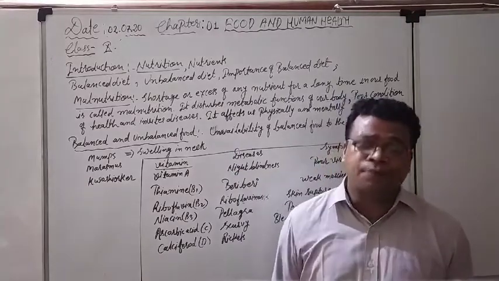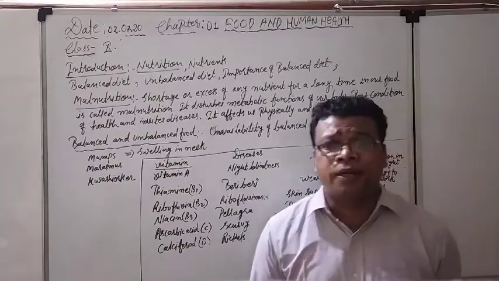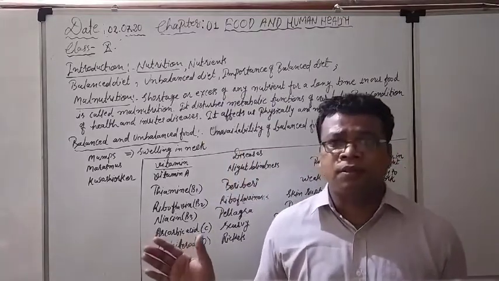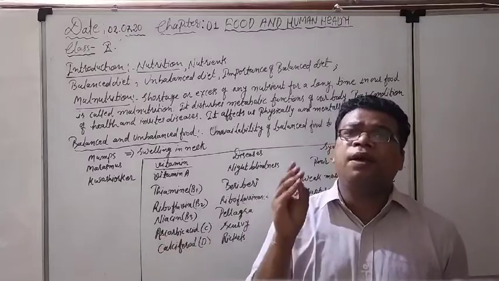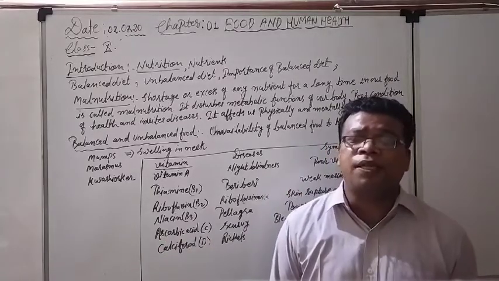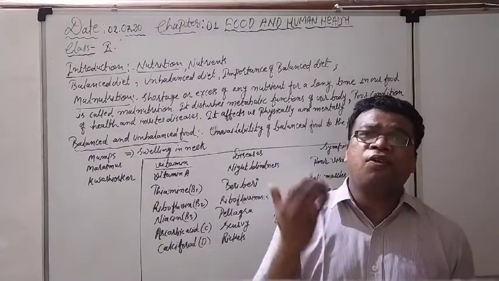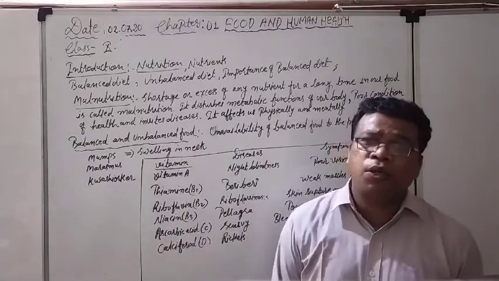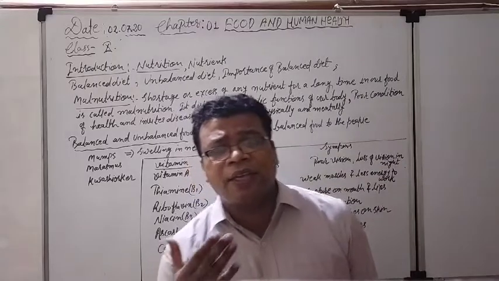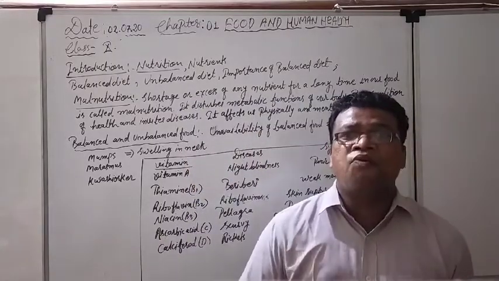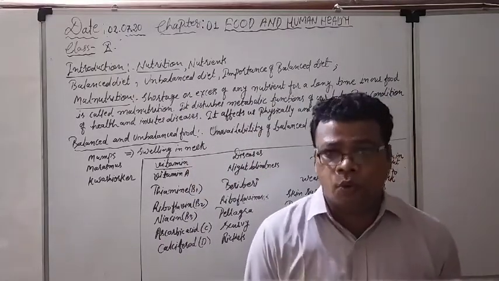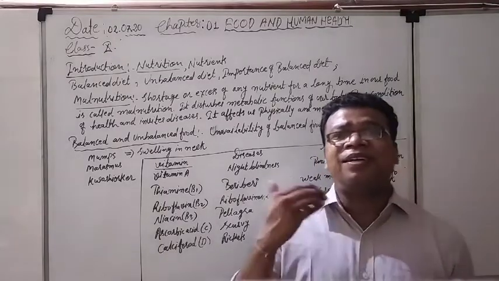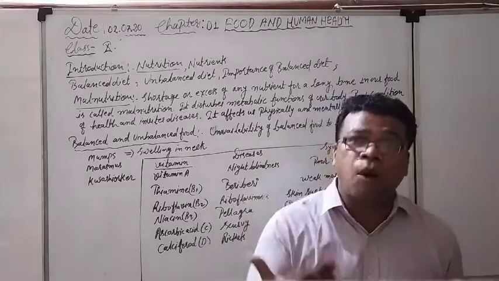So first thing is that if we are taking a balanced diet, our body will be free from various kinds of diseases. Suppose we are including a balanced diet in our food, so we will not suffer with so many different kinds of diseases that we have seen. Number 2, a balanced diet keeps our body healthy, fit, strong, active. Very good. Number 3, a balanced diet increases the disease resistance power.